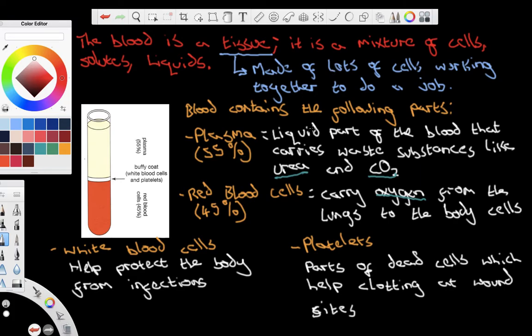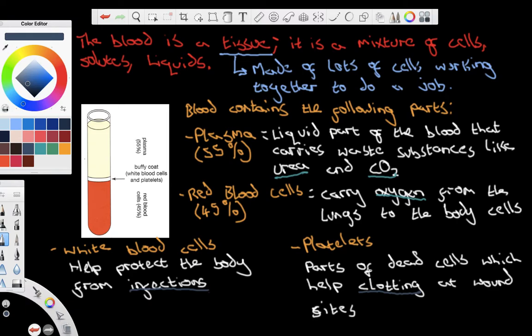It contains plasma, which is the liquid part of the blood that carries urea and carbon dioxide. Red blood cells, which carry oxygen from the lungs to the body cells. White blood cells, which help fight infections, so they protect us from infections. And the platelets, which cause clotting at wound sites, okay?